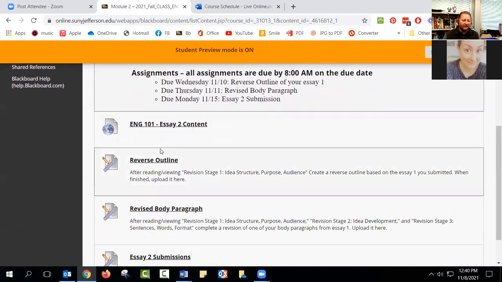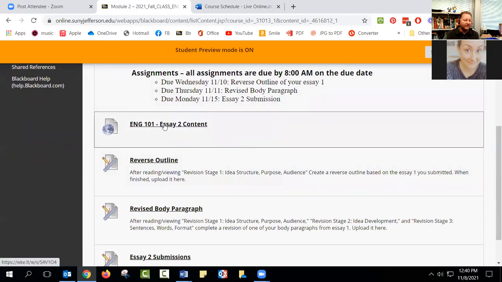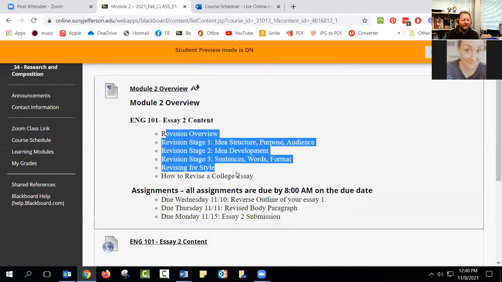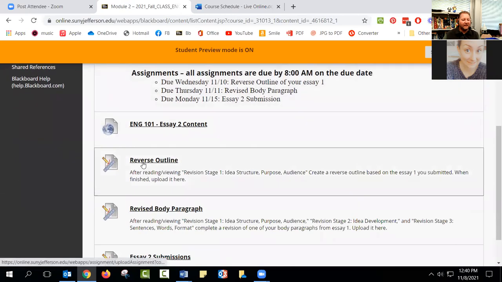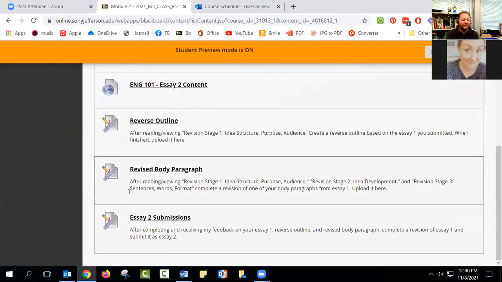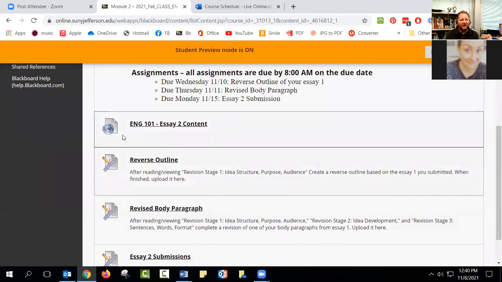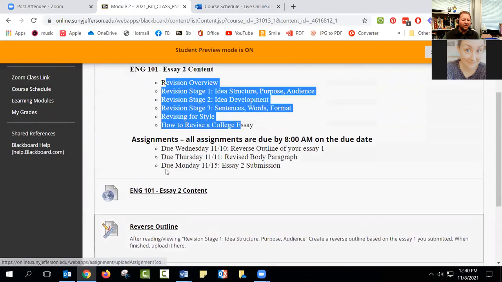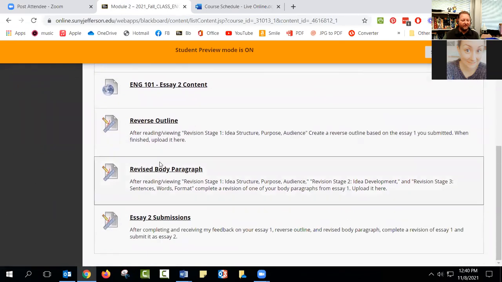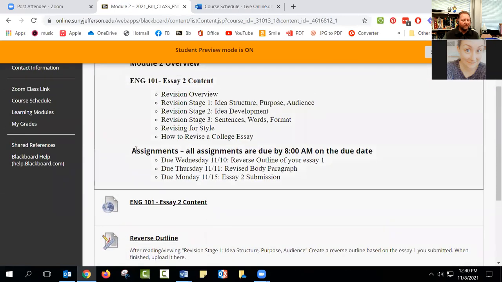If you look down below here, here's the Essay 2 content. Again, it's just a link to a Wakelet that has all of these readings and videos in them. And then the assignments are just below it. So the reverse outline, the revised body paragraph, and then the Essay 2 submission. So instead of having a bunch of separate folders for content and for assignments, I just put it on this one page because there's not a whole lot of individual ones. So I think it'll make it a little bit easier, at least for this module.